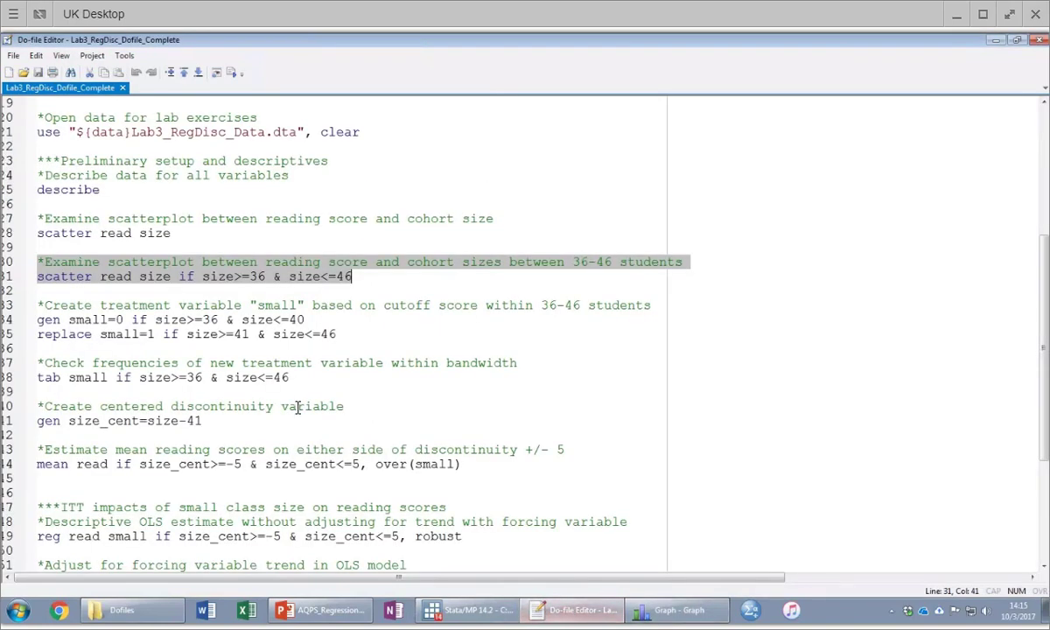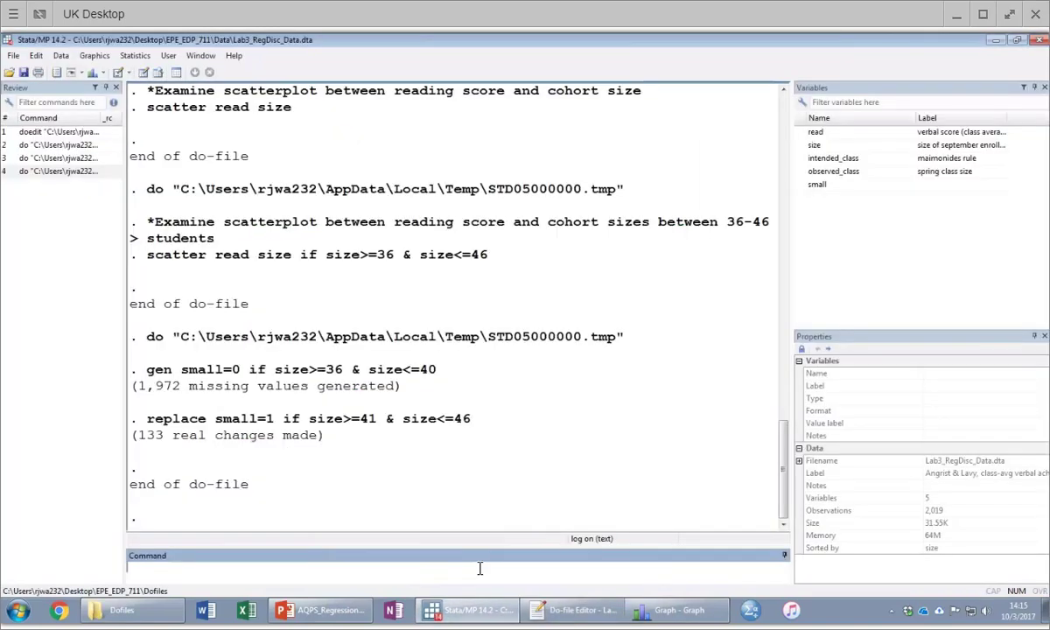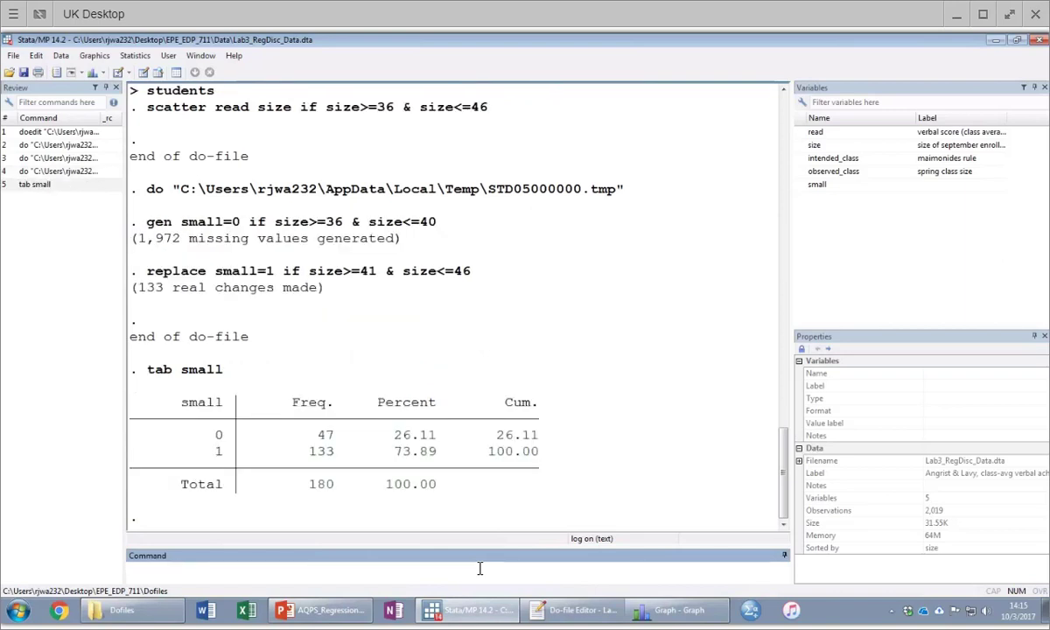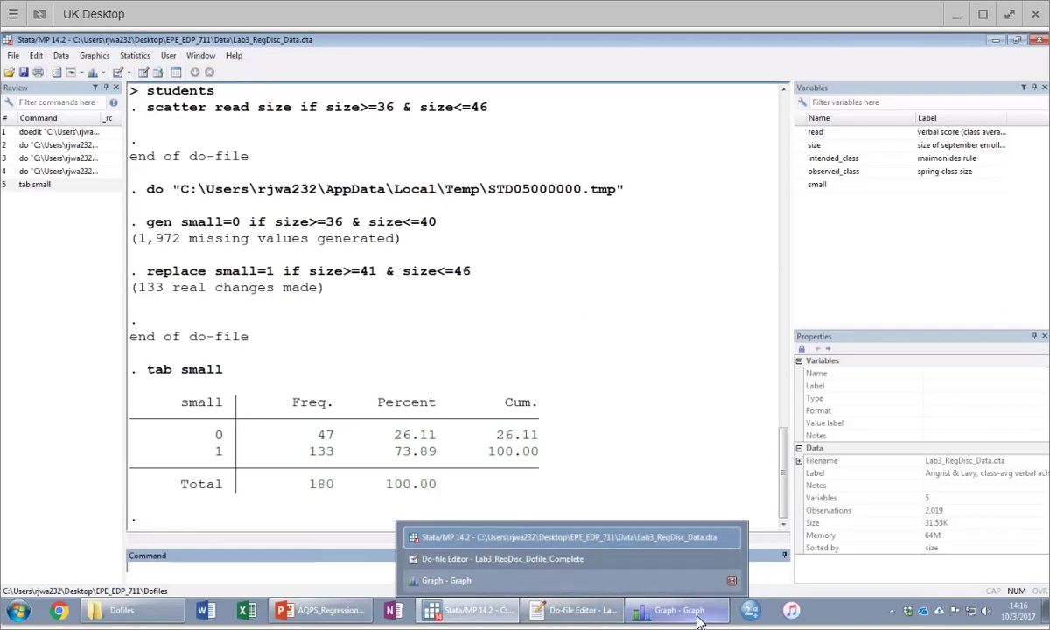Since there's a cut point at 41, I need to define a variable in my data set that indicates just that. So if I were to take a look at descriptive statistics, all of the classrooms from size 41 to 46, there's 133 of them that are now classified as small classrooms, 47 classrooms that are large classrooms, size 36 to 40.